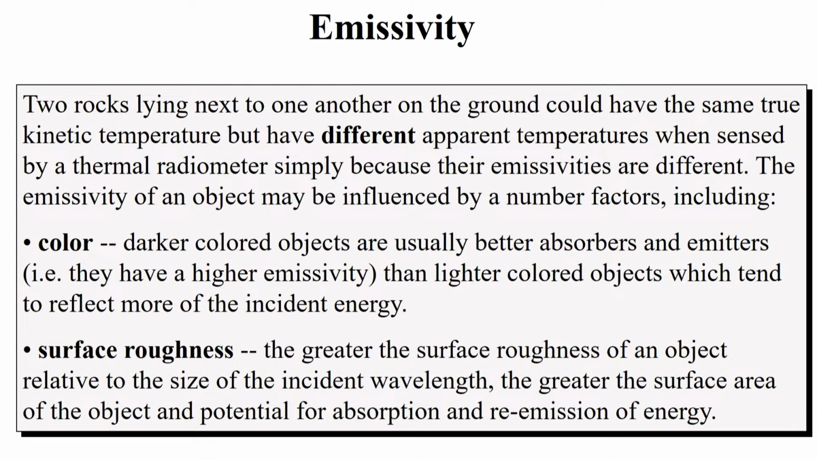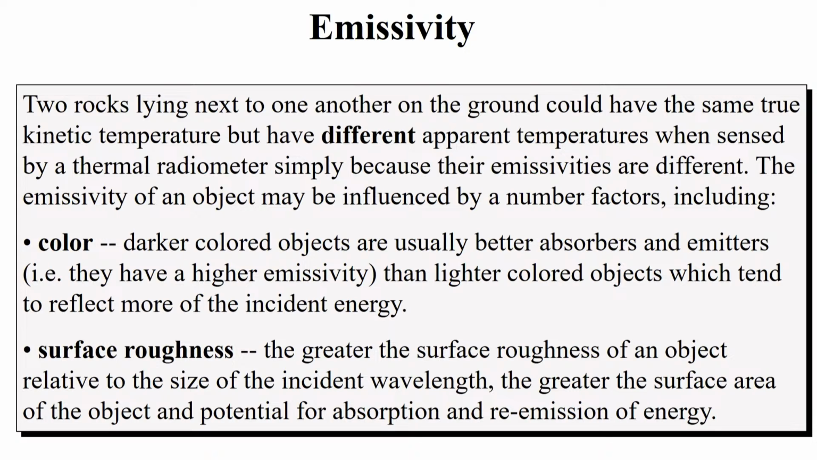Now, as we have seen, two objects may have the same kinetic temperature, but due to the change in the emissivity of the surface, because here we are not talking about the emissivity of the object but of the surface, since emissivity depends completely on the surface, there was a change in the radiant temperature. So now we are going to talk about the factors which influence emissivity. These factors are listed here.